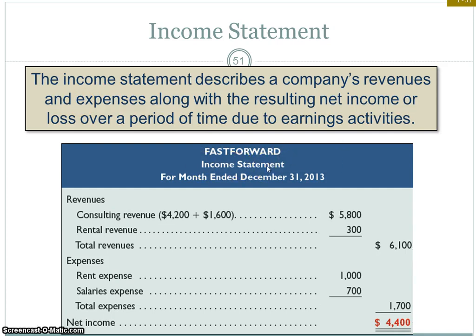Next is the income statement, and then it defines the period. This happens to be for the month ended, for the month of December. And notice that it shows all its revenues. There can be different revenue streams, as well as a variety of expenses, and then the net. In this case, the company made $4,400.